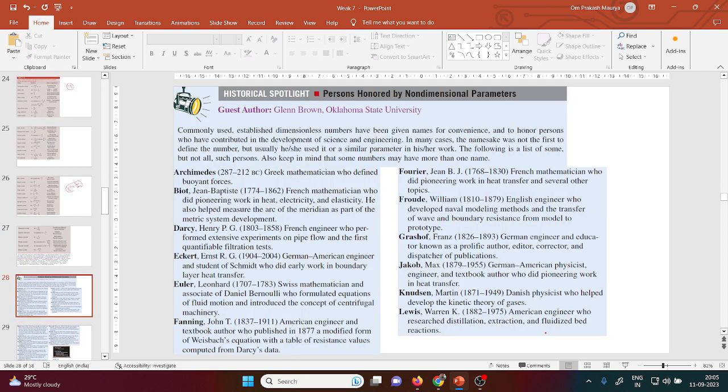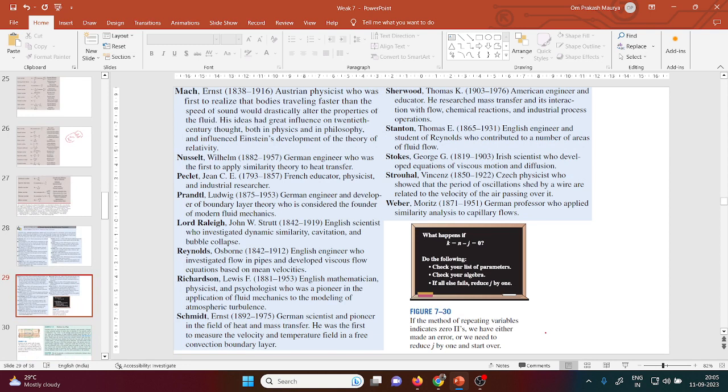Now it is a very important thing. Lots of researchers' names are there. One is Prandtl, you know this name, very famous in fluid mechanics. The German engineer who developed the boundary layer theory, who is considered the founder of modern fluid mechanics. Before Prandtl, fluid mechanics was thought of another way, but after Prandtl, very big problems we can solve using the boundary layer concepts.